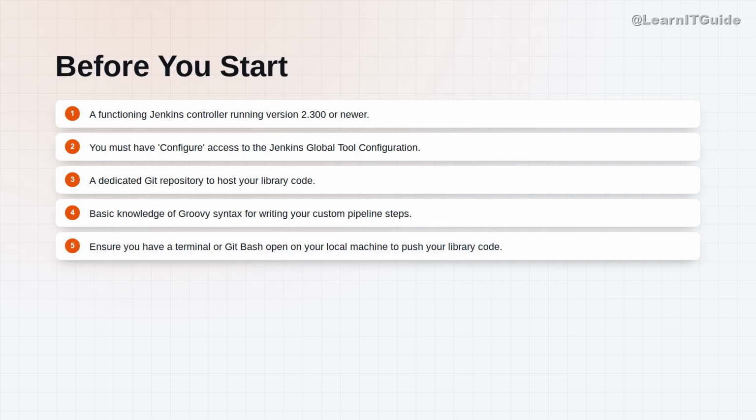Before we dive into the code, let us ensure you have the right setup. First, you need a Jenkins controller; version 2.300 or later is recommended. You will need administrative access to configure global settings. Second, you need a dedicated Git repository where you will store your Groovy scripts. Finally, have your terminal ready because we are going to be interacting with Git to manage our code. If you are on Windows, Git Bash is your best friend here. If you are on Linux or macOS, the default terminal works perfectly. Take a moment to review each point shown on screen.